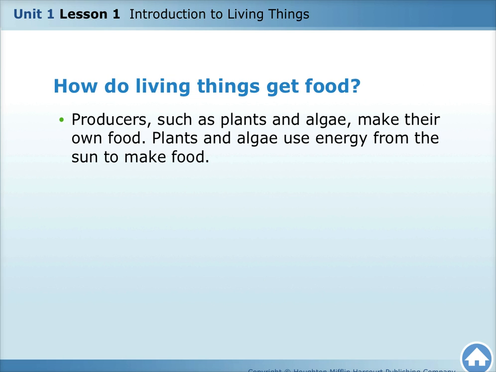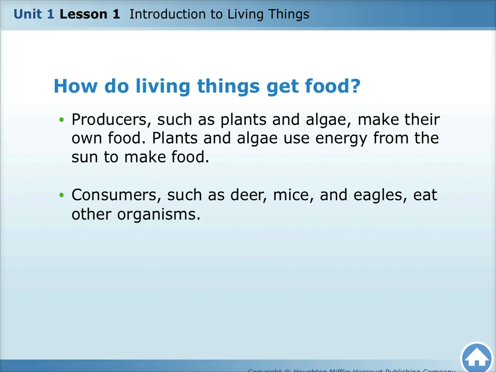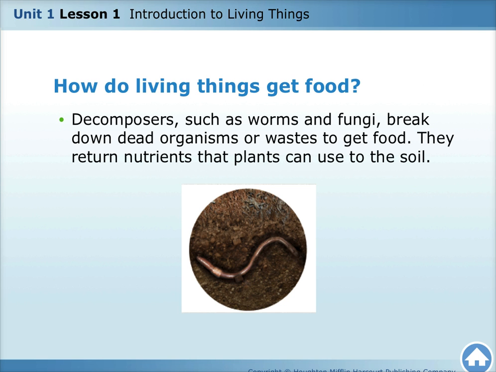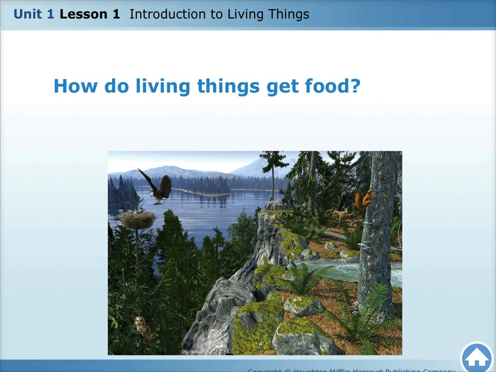Producers, such as plants and algae, make their own food. Plants and algae use energy from the sun to make food or glucose. Consumers, such as deer, mice, and eagles, eat other organisms. That's how they get energy. Decomposers, such as worms and fungi, break down dead organisms or waste to get food. They return nutrients that plants can use to the soil.